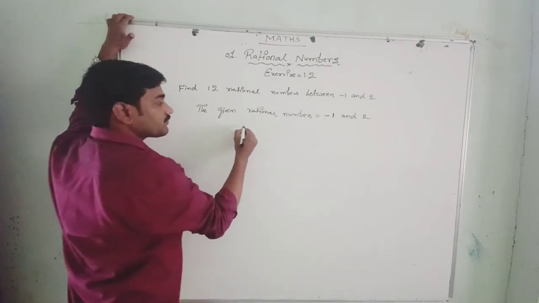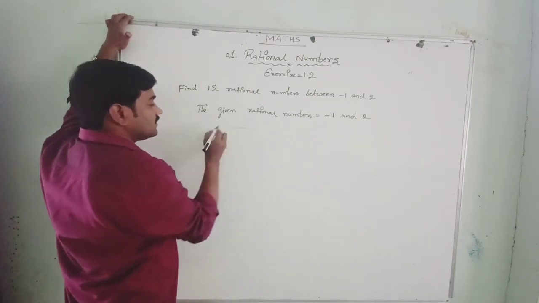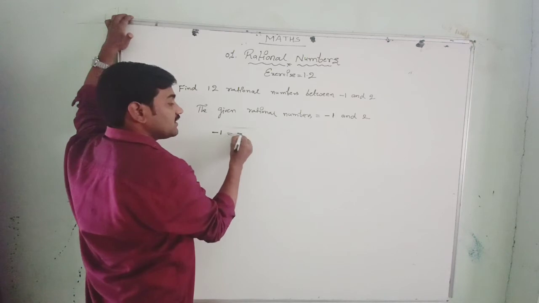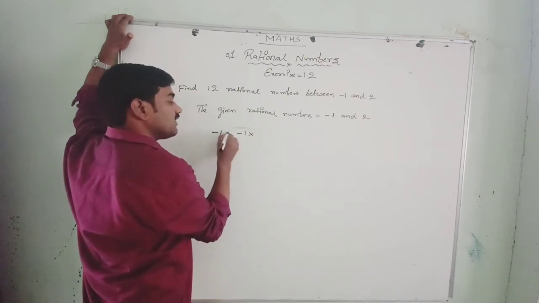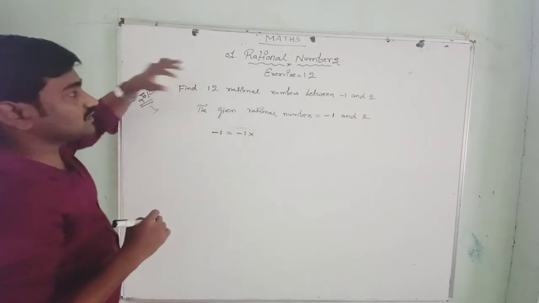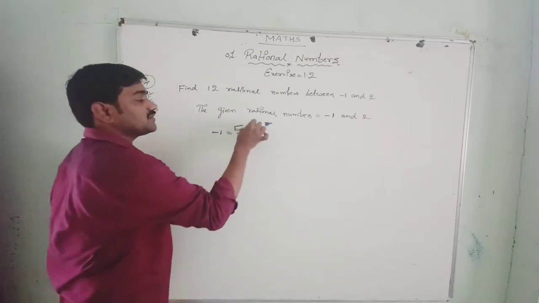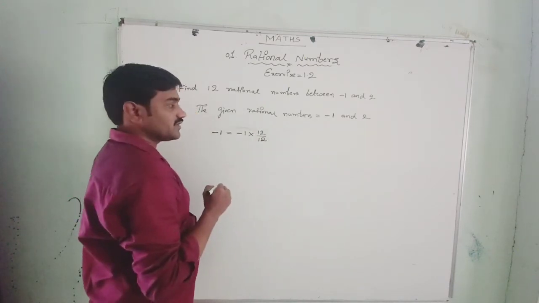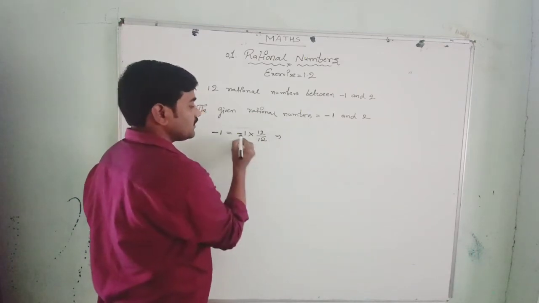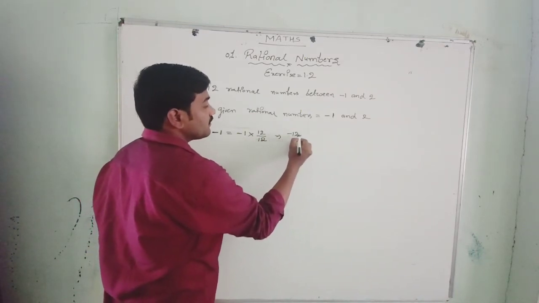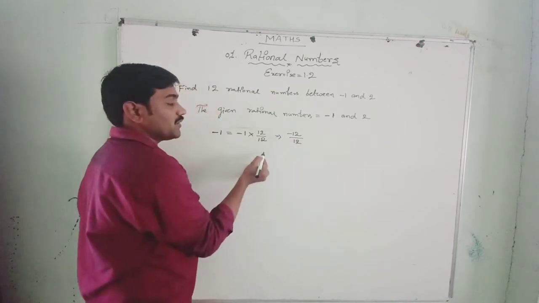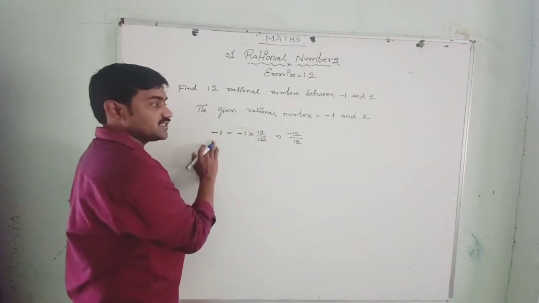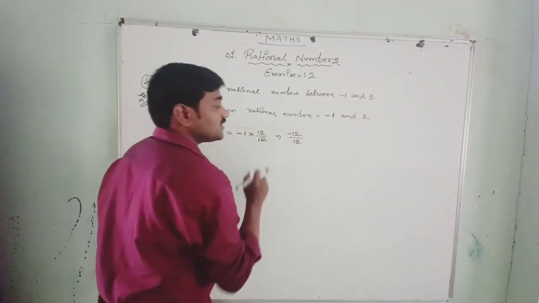So let us write here minus 1. How can we write this minus 1? Since I have to write 12 rational numbers, I multiply by 12 by 12. Minus 1 into 12 is minus 12 by 12. Why do we do 12 by 12? Is there any change? See, the 12s get cancelled, and again we get minus 1 only. There will be no change. This minus 1 I have written again as minus 12 by 12.